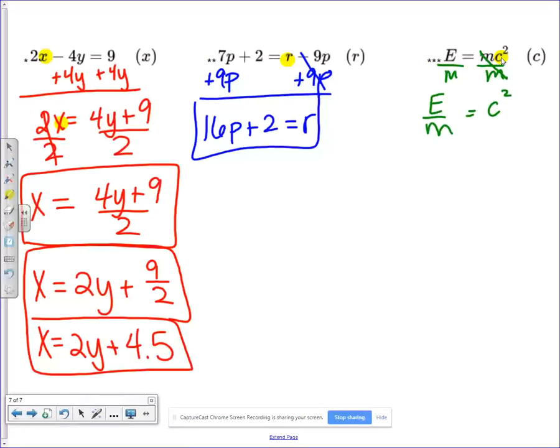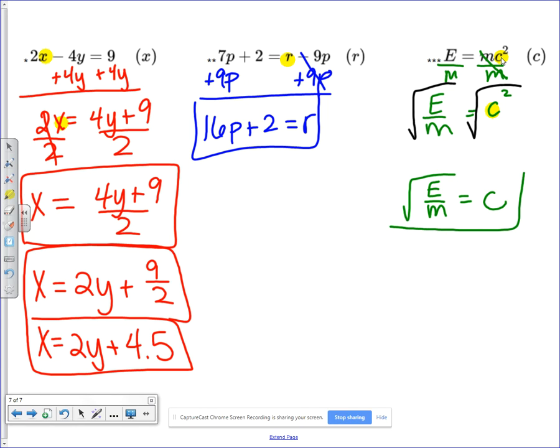Am I allowed to say E divided by M? Yep. Now, how do I isolate the C? Square root it. Make sure that square root is over the whole thing. Make sure it's not just a little itty bitty one that's just over the numerator. It's got to be over the whole thing.